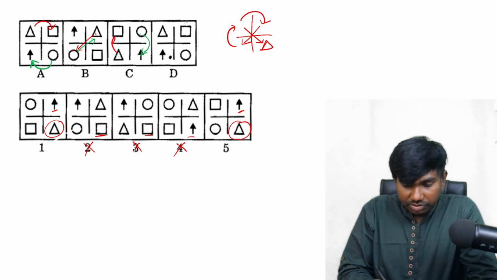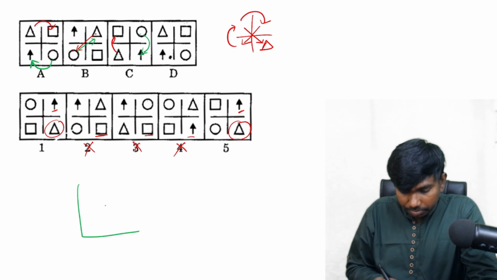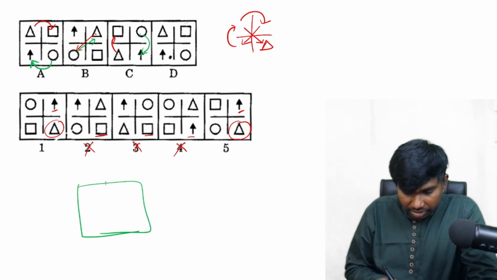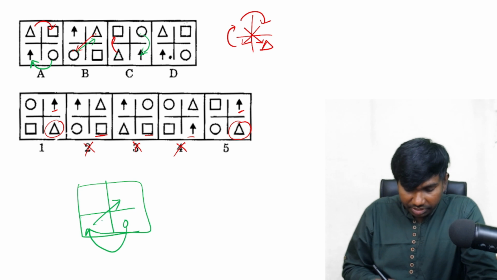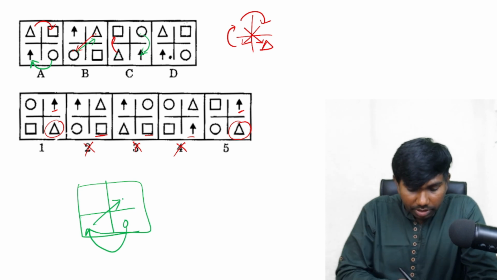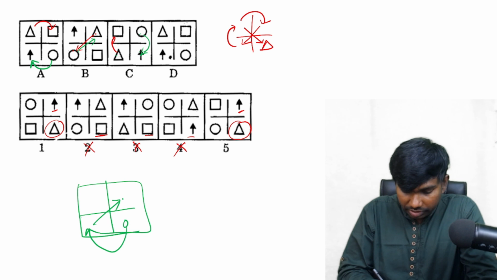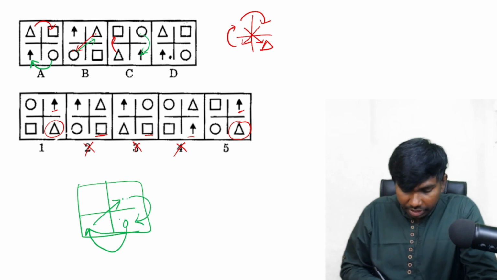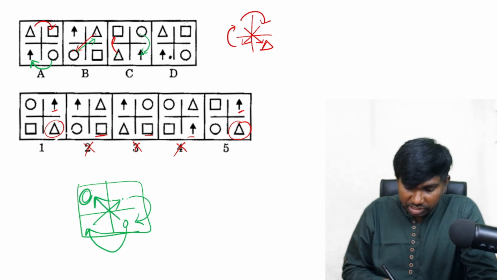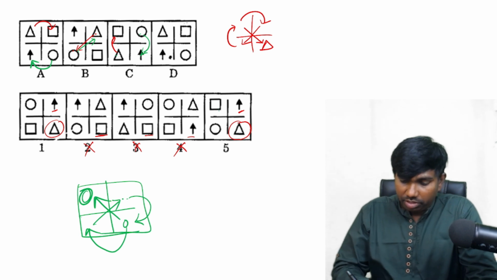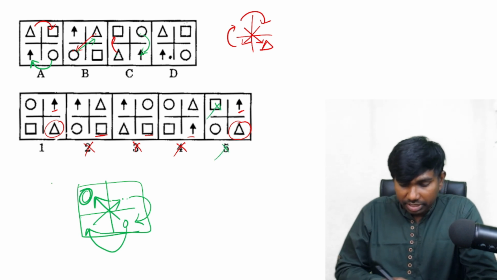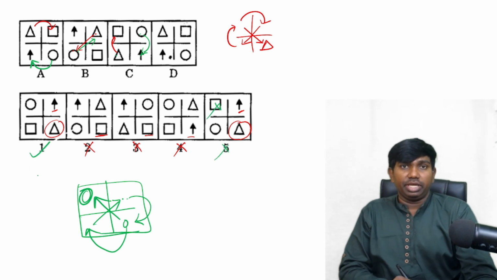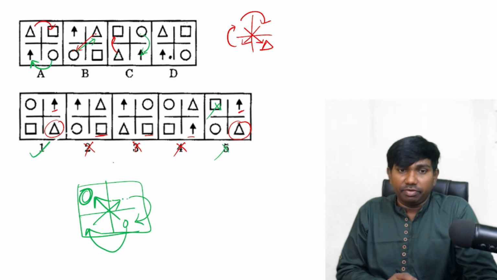Next figure it is. So see here, first the circle is here, then shifted here, then shifted here, then it should be clockwise, then opposite location, clockwise, clockwise. The circle is here, shifted here, then it should be shifted here. So the circle must be in the top left corner. In the top left corner, there is no circle. That means the answer must be option A. That means the answer is figure 1.